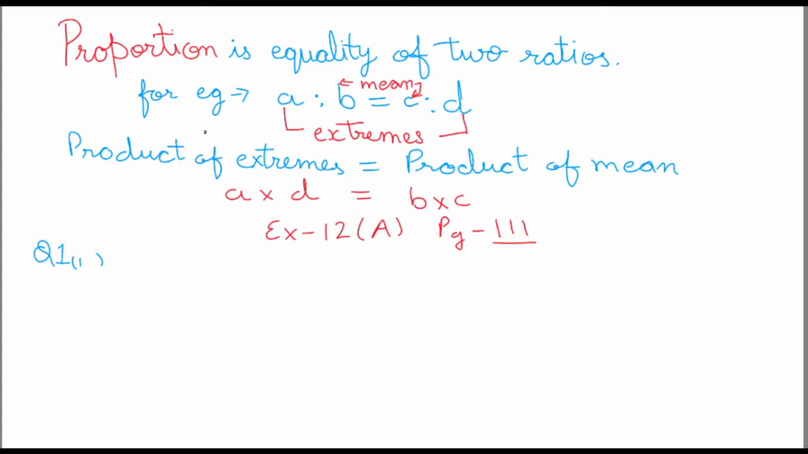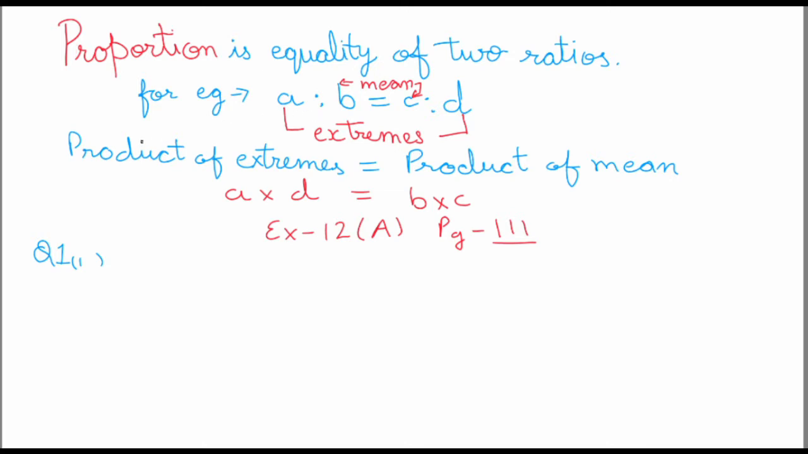For example, if A is to B is equal to C is to D, this is called a proportion. And in this proportion, the middle terms, the second and the third term, are called the mean proportion. B and C are the means, whereas A and D are the extremes.